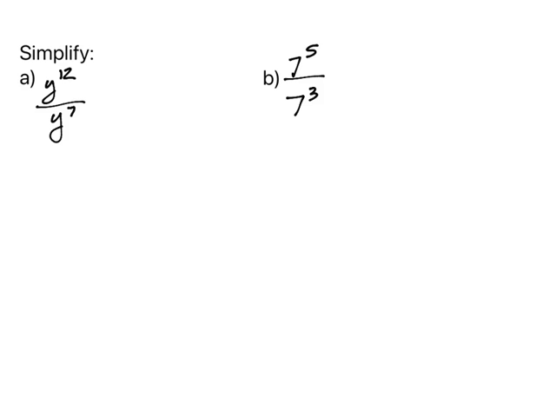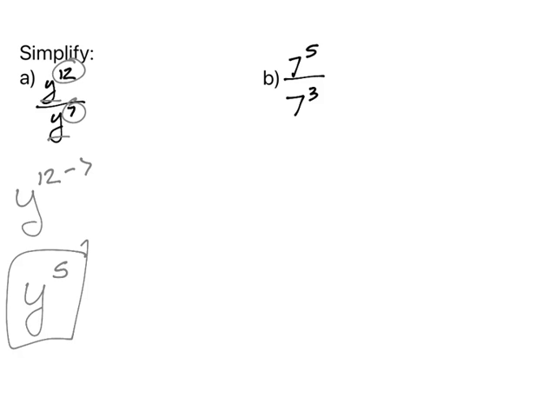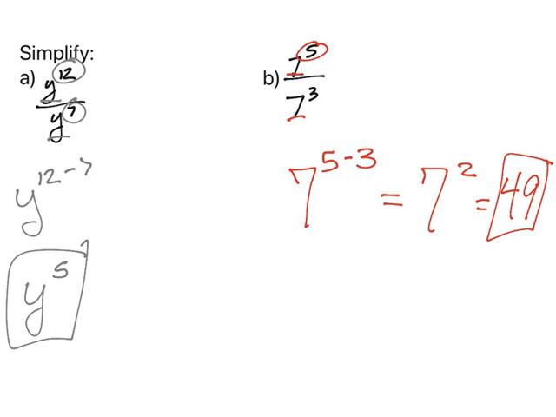Let's do some examples. Y to the 12th over y to the 7th. Well, I have the same base, so my base stays the same. I take the numerator exponent and subtract the denominator exponent, so I end up with y to the 5th. In letter B, I have 7 to the 5th over 7 to the 3rd. Base of 7, so 7 stays the same. Numerator exponent first, minus the denominator exponent. So I get 7 squared. We can simplify 7 squared. That's the same as 49, because 7 times 7 is 49.